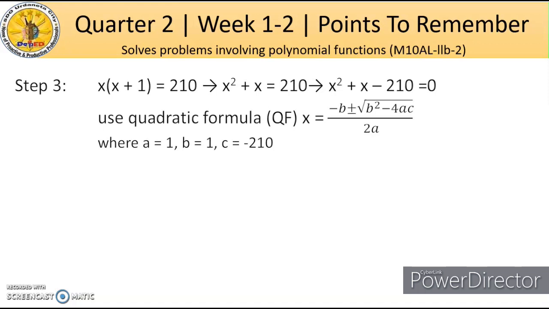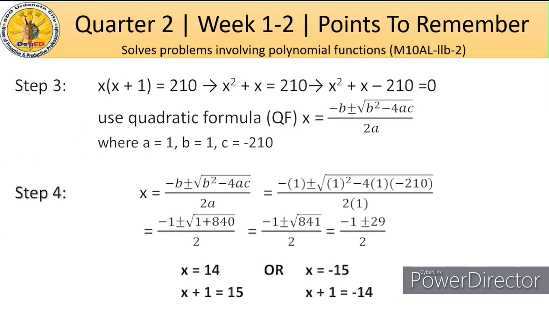As you can see, we have a quadratic equation. So we may use the quadratic formula in finding the value of x. So the quadratic formula is x is equal to negative b plus minus the square root of b squared minus 4ac all over 2a, where a is equal to positive 1, b is equal to 1, and c is equal to negative 210.